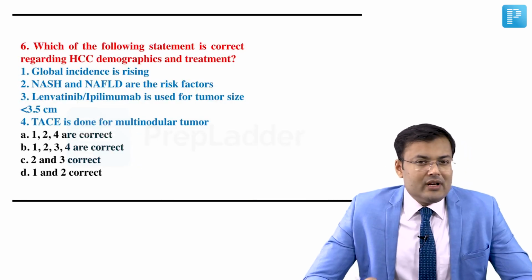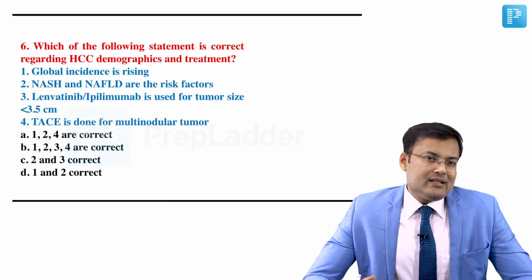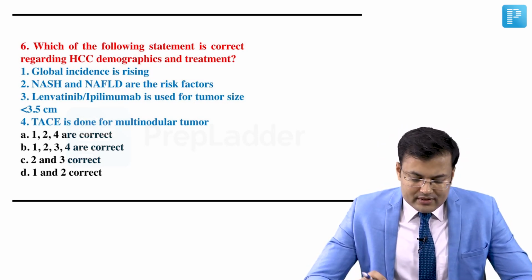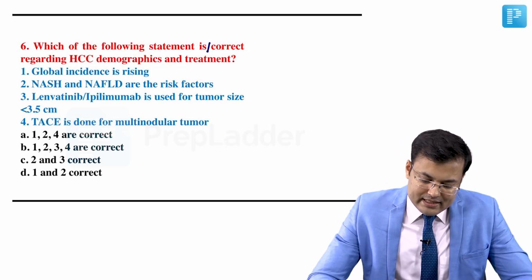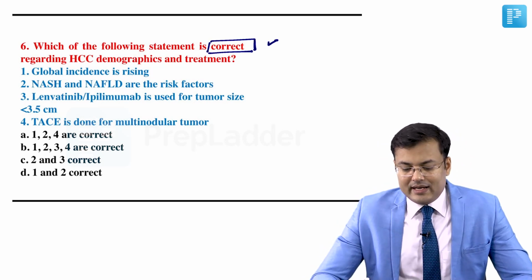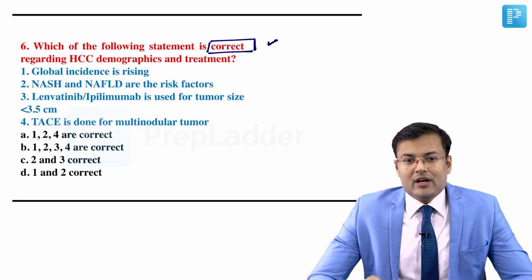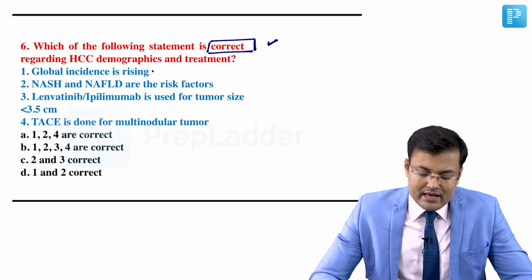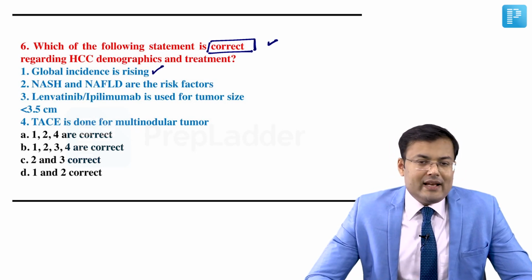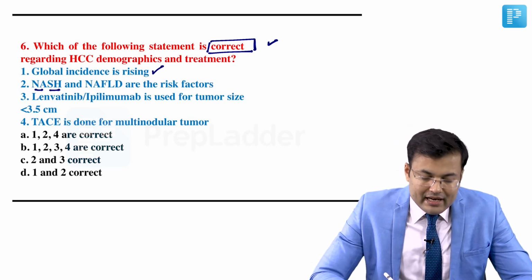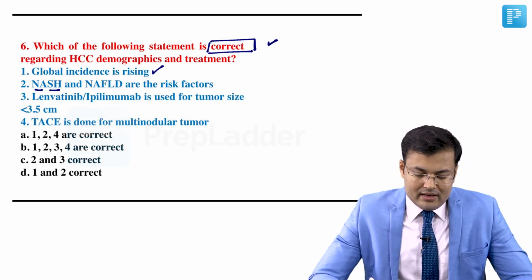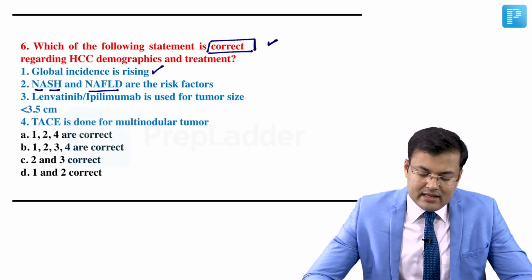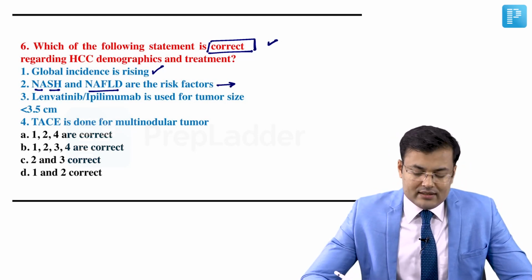Now see this question. This is based on the latest updates related to management of HCC. Which of the following statements is correct regarding HCC demographics and treatment? The first statement is that the global incidence of HCC is rising. Yes, it's correct. NASH, so non-alcoholic steatohepatitis, and non-alcoholic fatty liver disease, these are risk factors. Yes, both of these are risk factors.